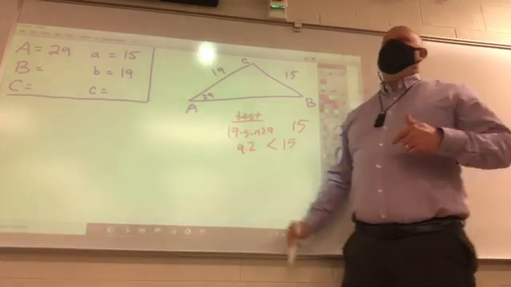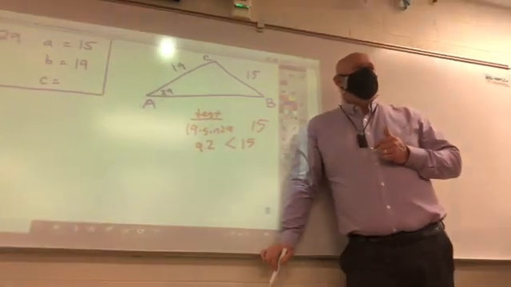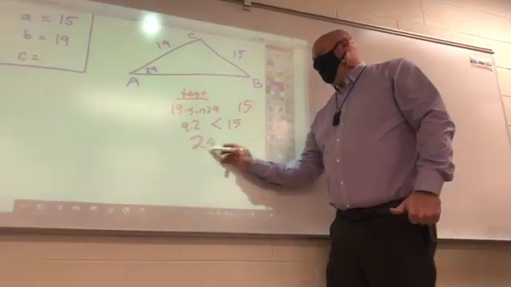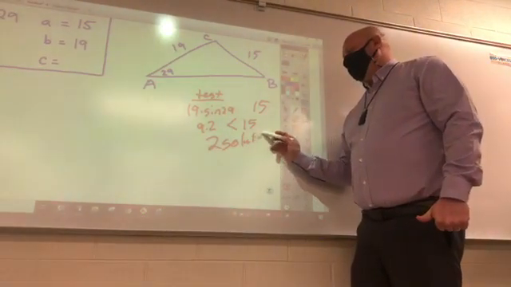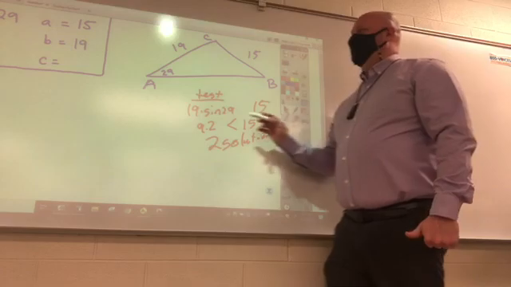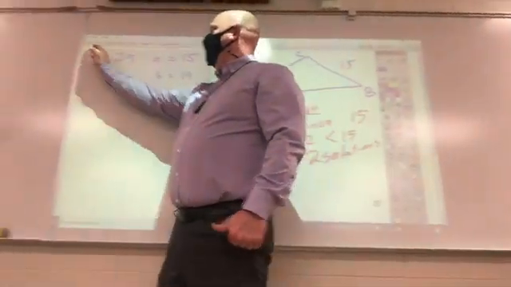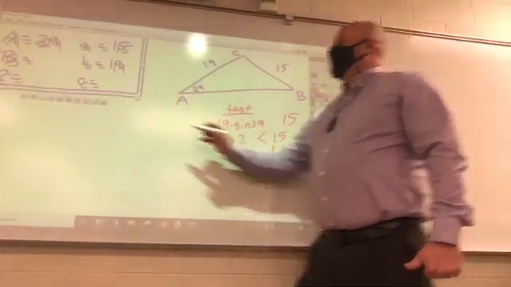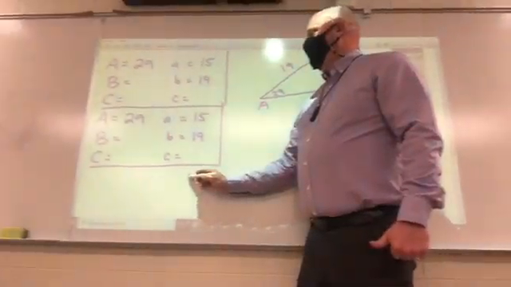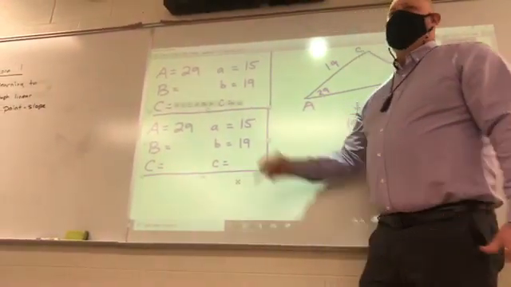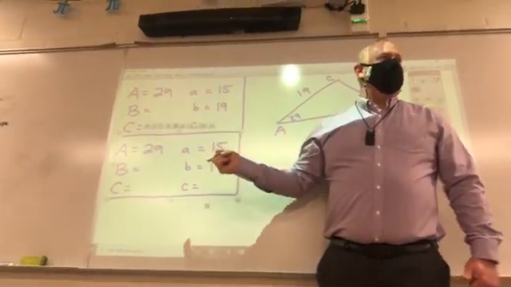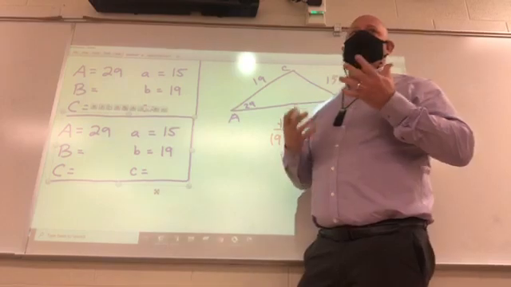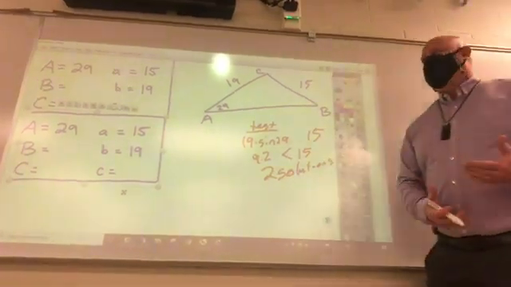What does that mean about the 15? That means it's big enough, right? That means there's two solutions. So the second I realize that, I'm copying that. And yeah, I always get the question, is the given information going to be the same? Yeah, that's the whole idea. Like, I got two different triangles with the given information. That's all going to be the same.